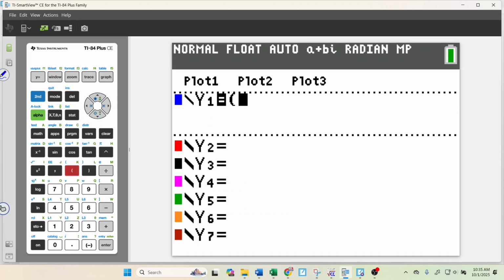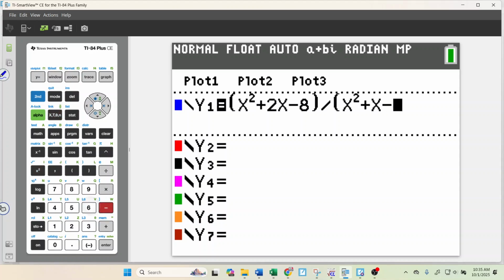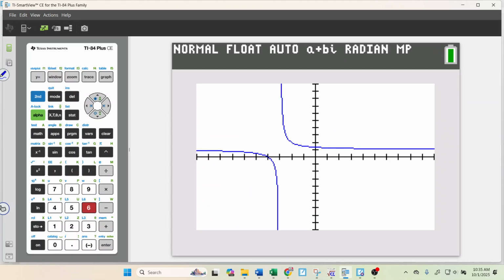And this was x squared plus 2x minus 8, and x squared plus x minus 6. Is that right? Yep. So you can see at -3 we have a vertical asymptote. Now at 2, we can't see it here.